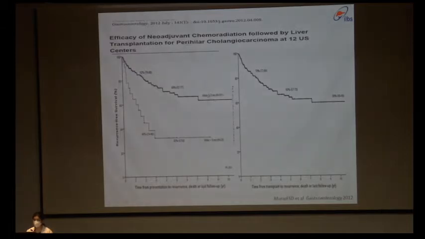Also, they found that patients with small tumors, that is 0 to 3 centimeters, had a better recurrence-free survival of about 69% at 5 years, as compared to 32% in patients with large tumors, that is more than 3 centimeters.